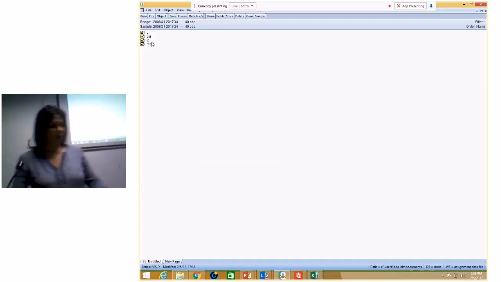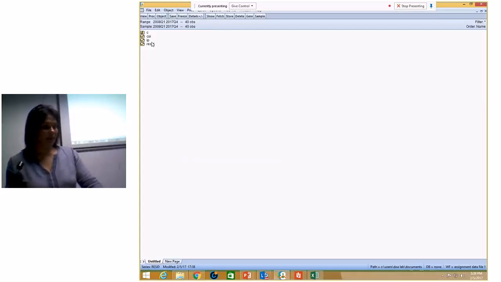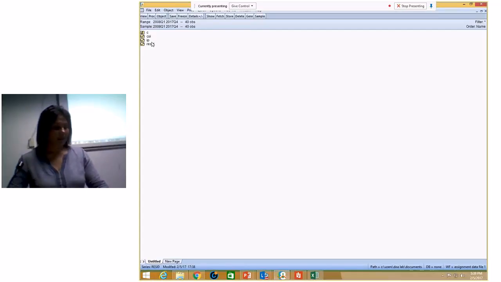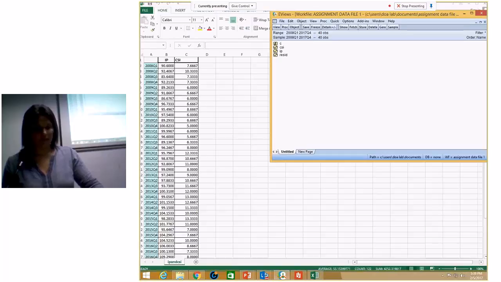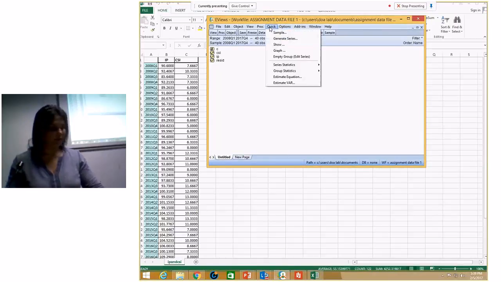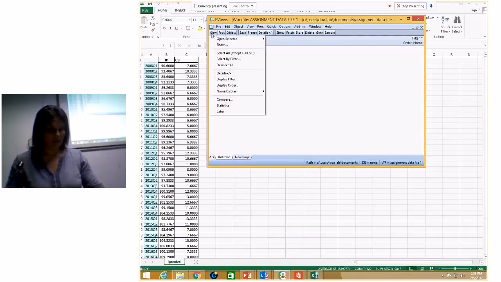So after uploading your data file, then check if the time series data are stationary. To check whether the series are stationary, first graph the data. First graph, go to the quick view. Graph line.